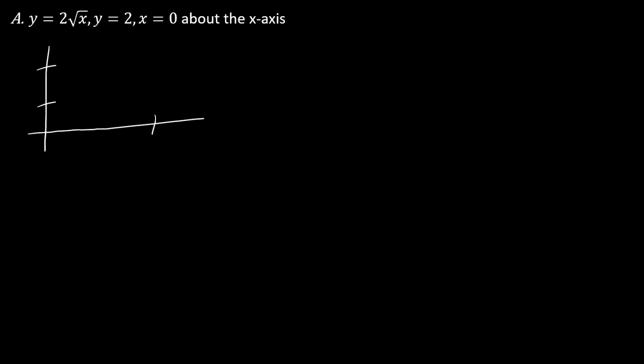So at x equals 0, y equals 0. And then at x equals 1, y equals 2. So 2 times the square root of 1 will be 2. So here's my curve. And then I have y equals 2 right here, and I have x equals 0 right here. So here's the region that we're talking about, okay? And I am revolving this about the x-axis.